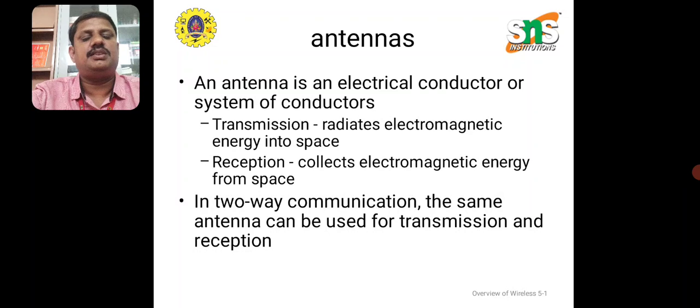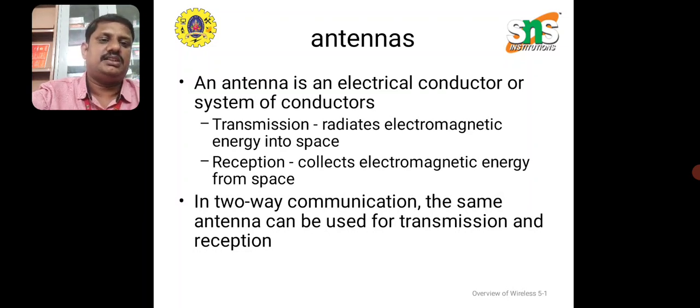Antennas are very important. In communication, the bandwidth and the channel capacity are very important. Likewise, the antenna plays a major role. With the help of the antenna only, we are able to transmit and receive information on both the sender and the receiver side. So an antenna is an electrical conductor or system of conductors.